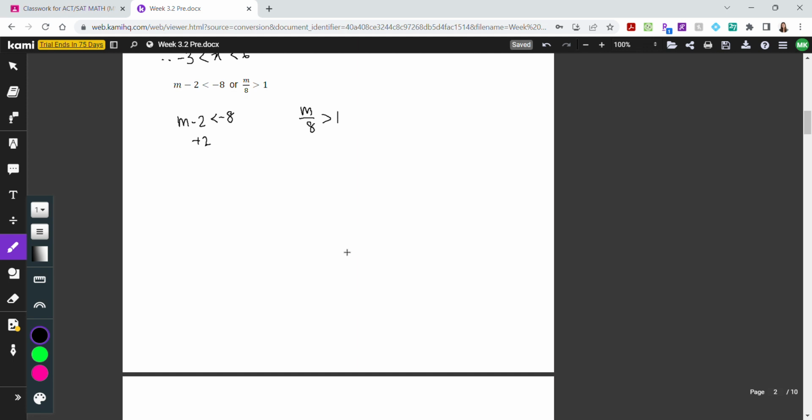Isolate m by adding 2. We'll get m is less than negative 6. Now the second inequality, multiply both sides by 8 because that's the reciprocal, and we're going to get m is greater than 8. All right, so that means our solution is going to be m is less than negative 6 or m is greater than 8. Because it's an OR question, that means they don't need to be overlapping, right? They can be on two separate ends and not touching each other.